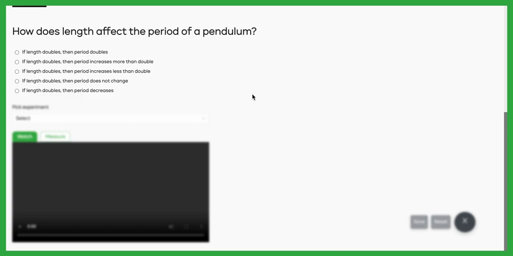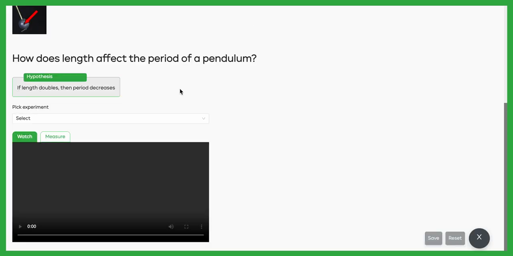So let's go ahead and consider the central question: how does length affect the period of a pendulum? To select a hypothesis, just click on one of these right here, whichever one you think is best. If you have to write a hypothesis in a more advanced class, do that. It will also end up here in this box.